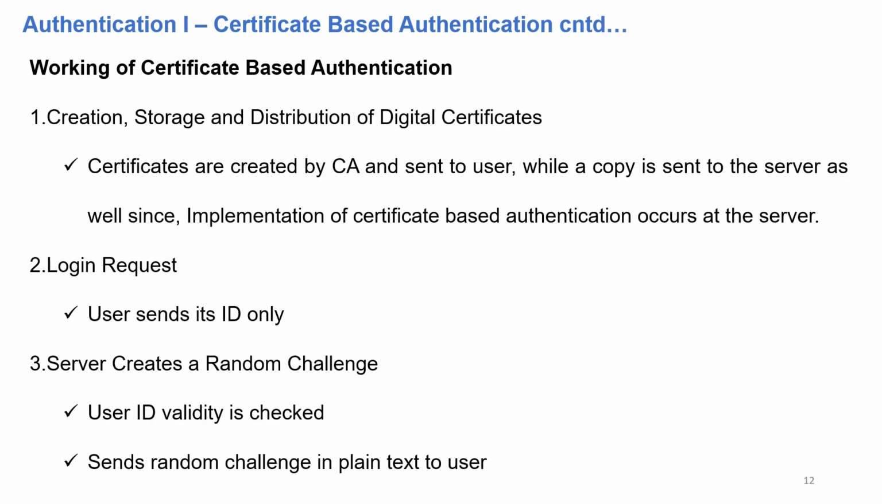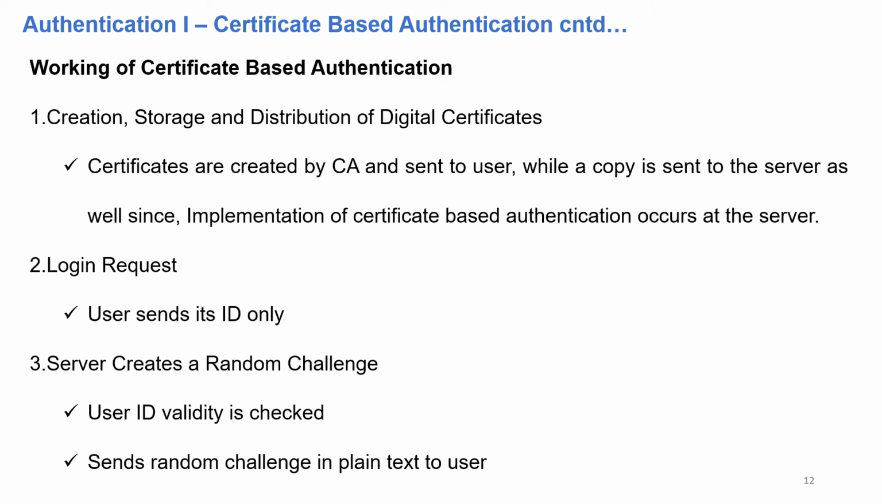Now how does certificate-based authentication work? Firstly, you create, store and distribute the digital certificate. As we previously studied in PKI, your certifying authority will create, store and distribute the digital certificate. As mentioned here, certificates are created by the CA and sent to the user, while a copy is sent to the server also. Since implementation of certificate-based authentication occurs at the server, why does the server require a copy as well, apart from the user? It is because the server is the one who will do the authentication.